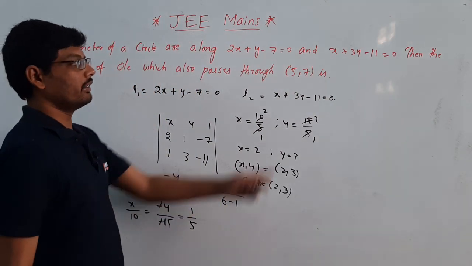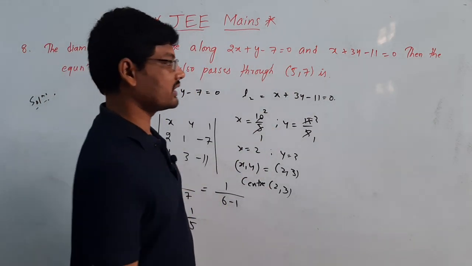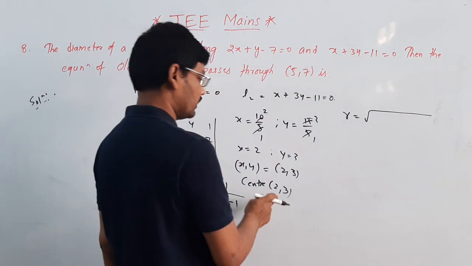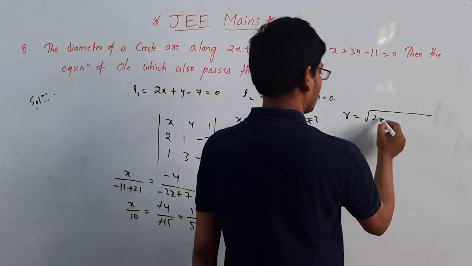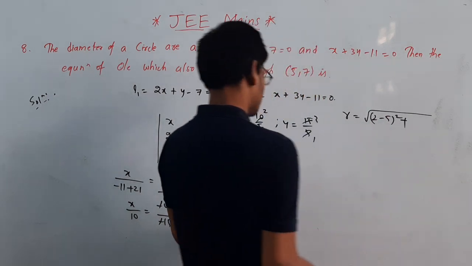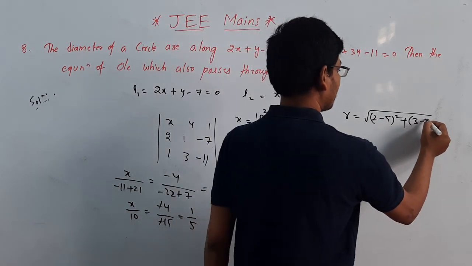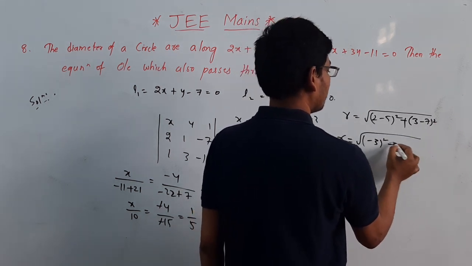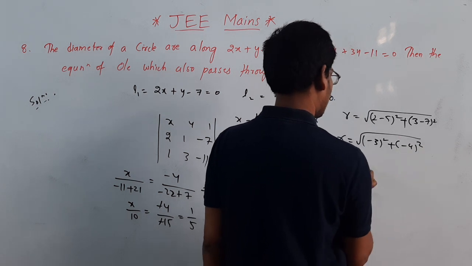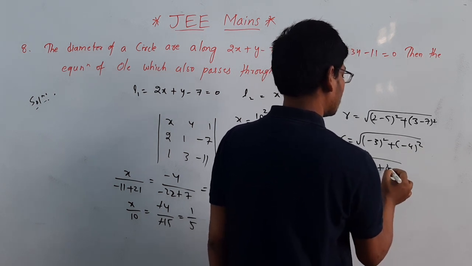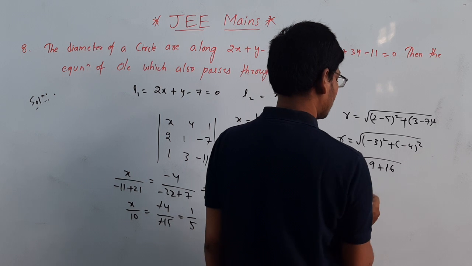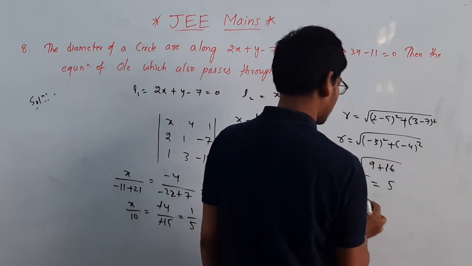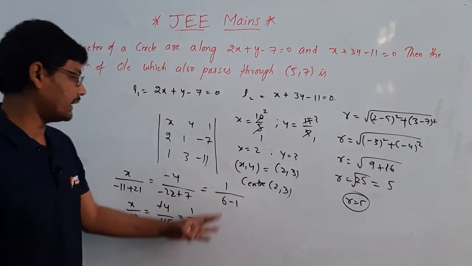We got the center, and we have one point on the circle, so the distance is the radius. r = square root of (2 − 5)² + (3 − 7)², that is (−3)² + (−4)², so r = square root of 9 + 16 = square root of 25, which is nothing but 5. R is equal to 5 here. Here we got the radius and the center.